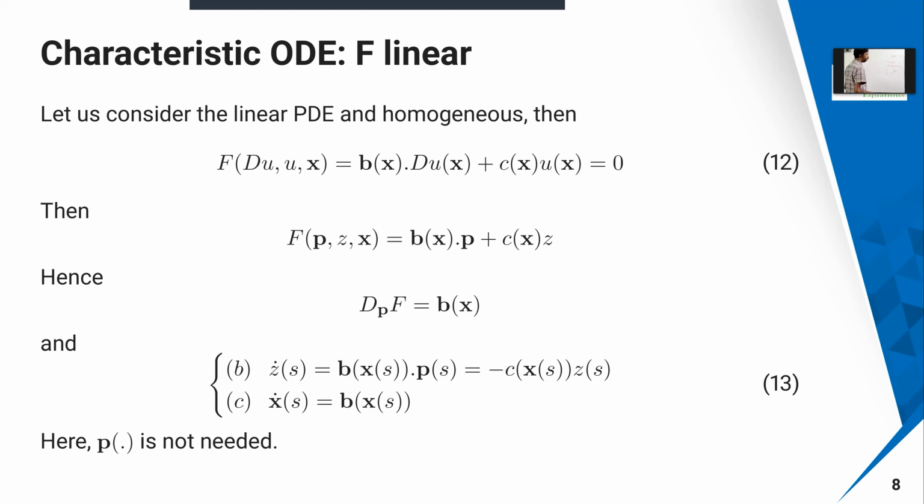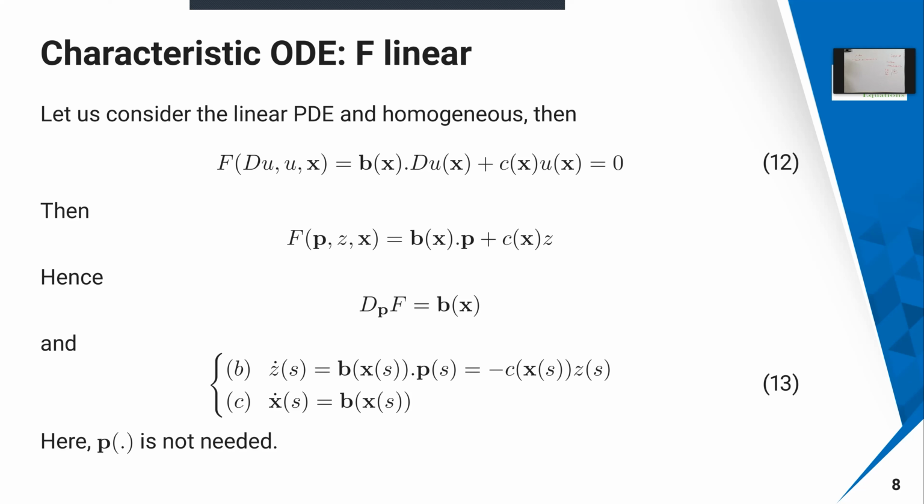Suppose the characteristic ODE, suppose this f is linear. This function f is a linear function. Then you can write this equation in this format: f of Du, u, x equals p of x into du of x plus some c of x into u of x. This is the general way you can write a linear PDE. Any linear PDE you can write in this format.